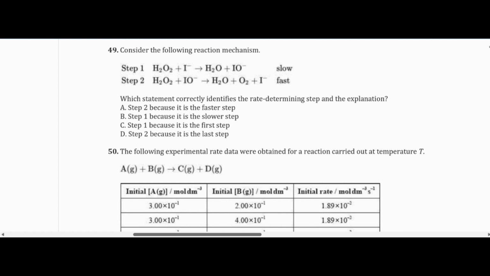49. Consider the following reaction mechanism. Which statement correctly identifies the rate determining step and the explanation? Well, it will be step 1 because it's the slow step. That's the rate determining step. Step 1 because it's the first step, it doesn't mean that's the rate determining one. It's step 1 because it's the slowest step, B.